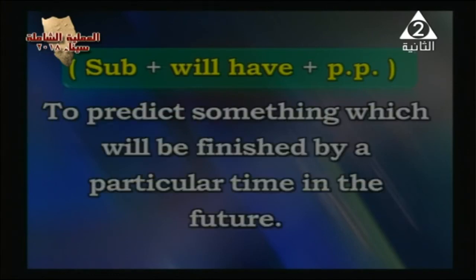It has many uses. It has different keywords that we're going to know. Even the way that we write it is different. Let's see together how we can write it, the examples that I'm going to show, and also how we can put it in the passive form. So: subject plus will have plus past participle. This is to predict something which will be finished by a particular time in the future.